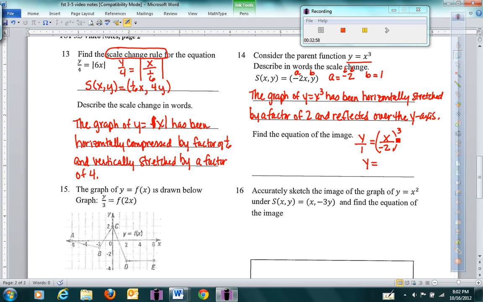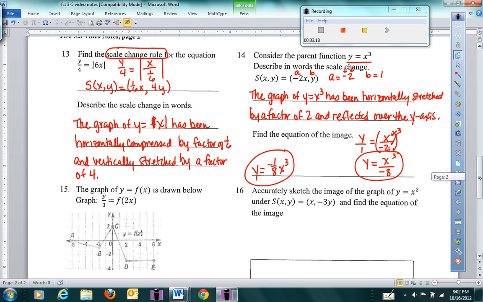We're going to cube the numerator and cube the denominator. So that's going to be x cubed over -8, isn't it? So you could write that as y equals -1/8 x cubed. You could leave it like this if you want to. Both of these would be the same.